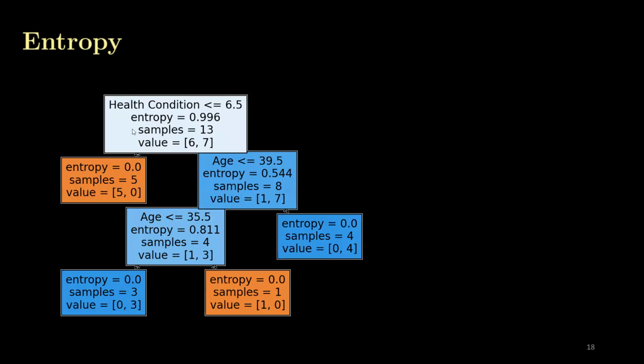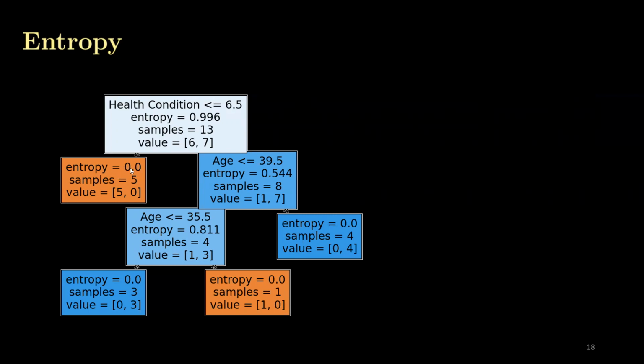Here is an example. Suppose this is our tree and it has some features like health condition and age. This tree starts from here. If we see the value of entropy, it is very high. Why? Because we have 13 samples, and out of 13 samples, 6 belong to class 0 and 7 belong to class 1. If there were 14 samples divided equally into each class, that is 7 and 7, the entropy would be 1. So here we can see that entropy is very high because the samples are divided into more than one class.